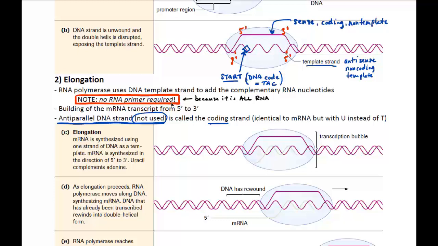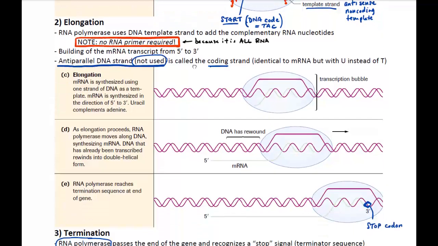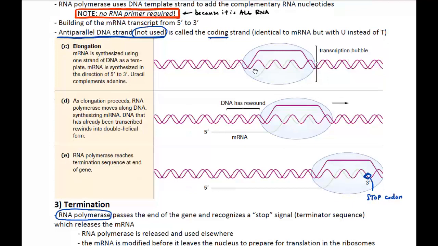All right, so no RNA primer required here. I don't need any of that extra junk. So I don't need any primase or anything like that. RNA polymerase can do its job all on its own. And again, we're going to build it 5' to 3'. Okay? So elongation just means you're going to continue to open your transcription bubble.